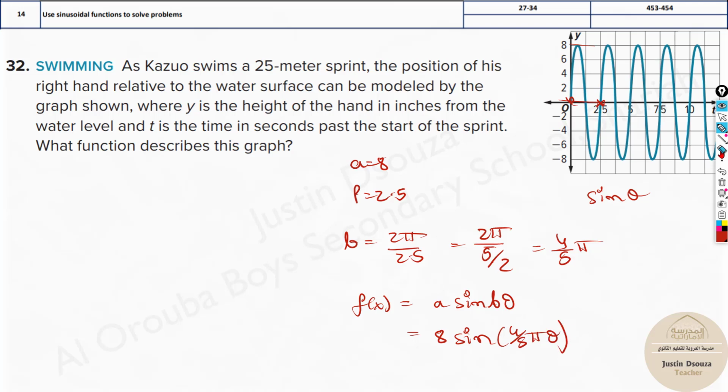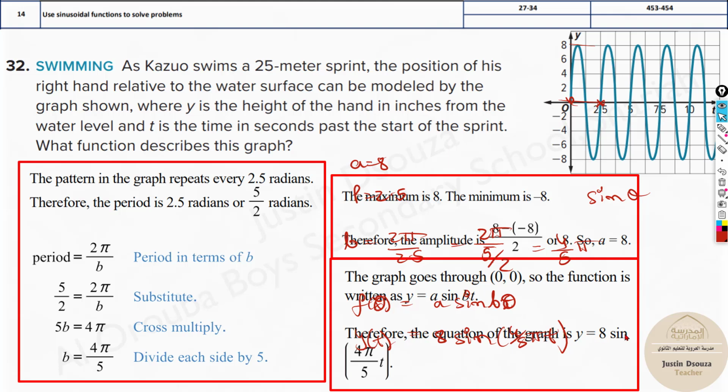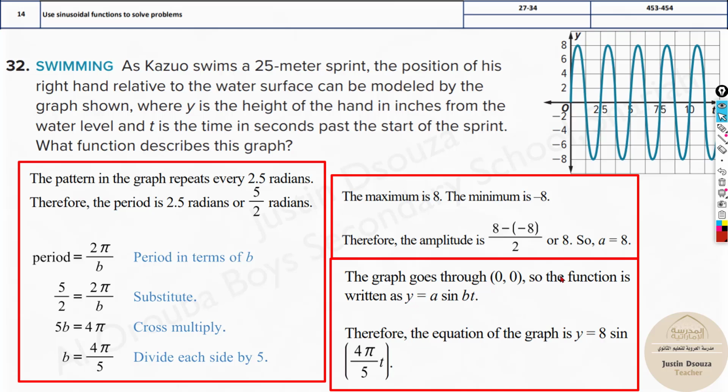Oh yes, sorry, it's t. In terms of t, they have clearly mentioned in the question. Over here you can have x, it's fine. This is the general form because, one important thing: if I have f of x, I have to write x over here. If I have theta, I have to write theta. These two relate to each other. Now here they have told y of t, and this is in terms of t. That is the equation. Let's look at the answer. It is 8 sine 4 pi by 5t. Yeah, it's the same answer that we got.